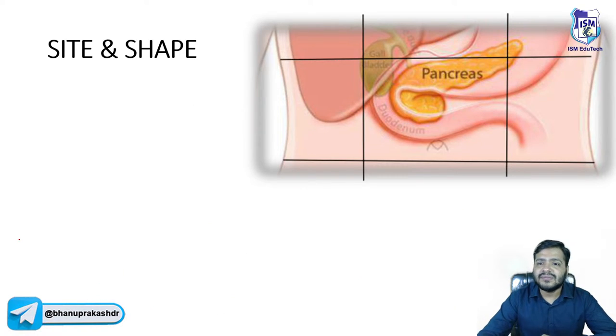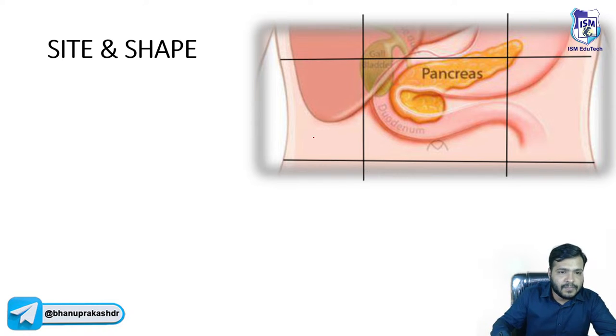Now, coming on to the site and the shape. My question is, you will comment on the site, the location of the pancreas. You already know the 9 regions of the abdomen. While watching this particular diagram, you will comment in the section what is the site where the pancreas is located. Before that, you should remember the shape.